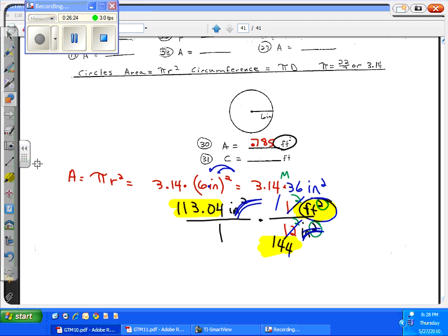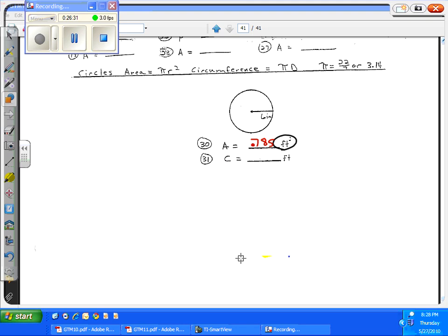Now we're going to find the circumference. I'm going to wipe out the area and hope I don't make any mistakes. Circumference is 2 times pi times radius. So circumference is 2 times 3.14 times the radius, which is 6 inches. We multiply: 2 times 6 is 12. 12 pi is 37.68.